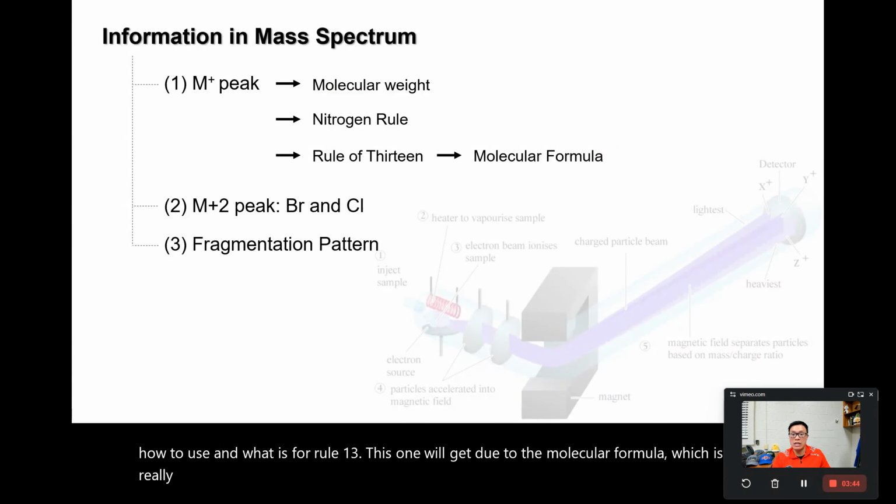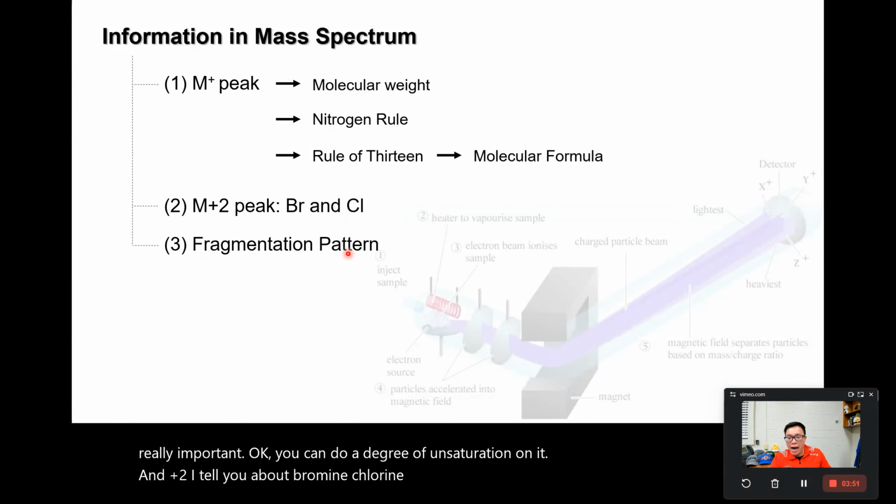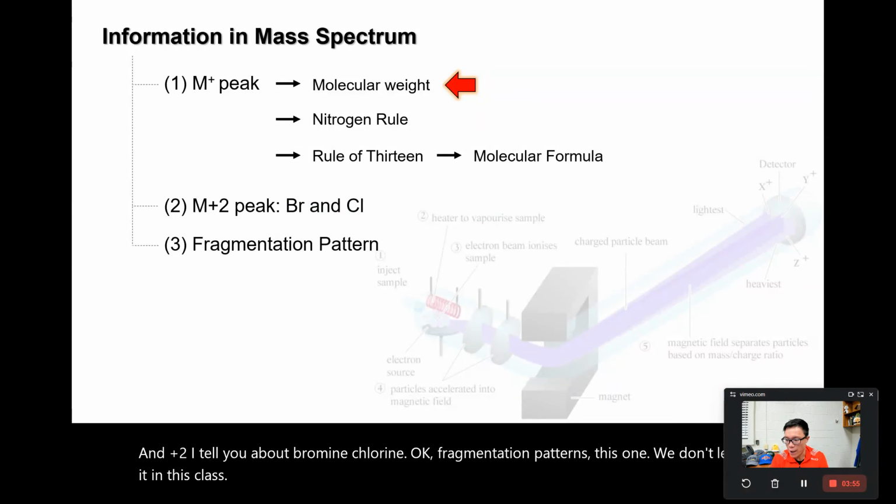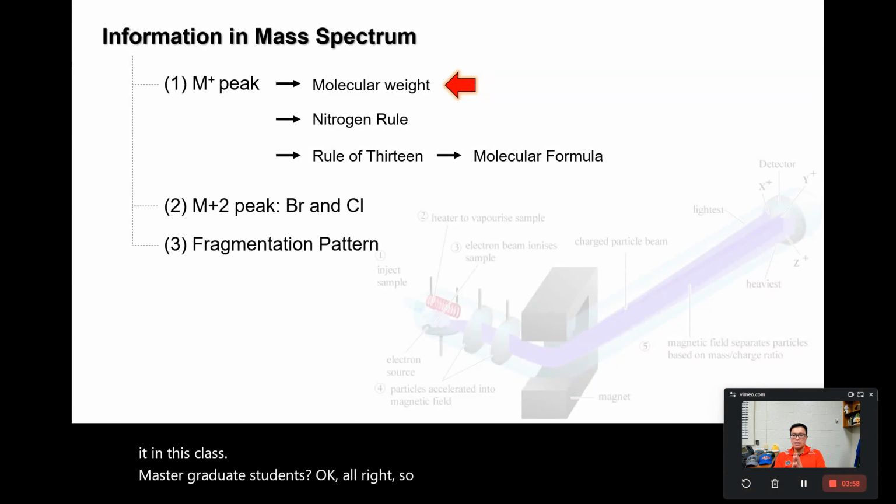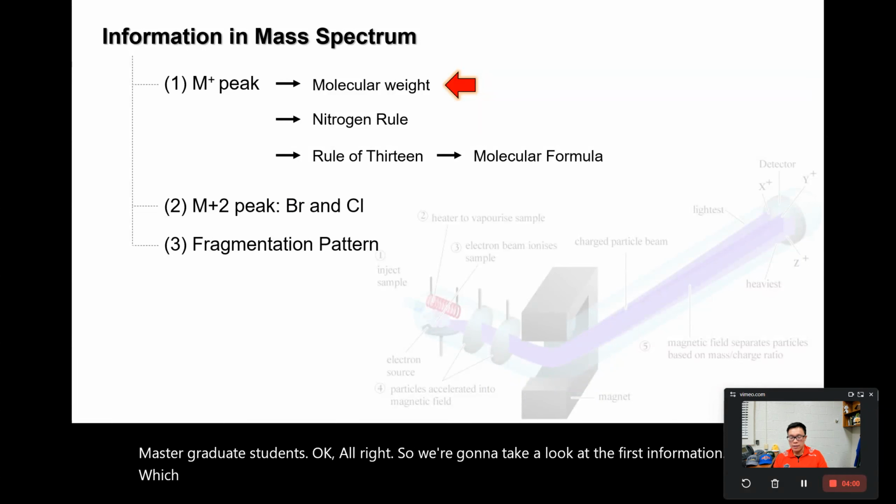You can do a degree of unsaturation on it. And the M plus 2 peak tells you about bromine and chlorine. Fragmentation patterns, we don't learn in this class. That's for graduate students. All right, so we're going to take a look at the first piece of information, which is molecular weight. Next video.